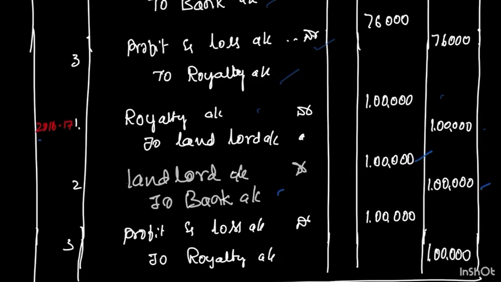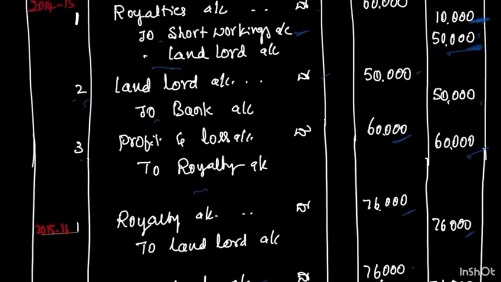Next year 2016-17, the royalty production is 1 lakh as per the royalty column. That is the due which is payable to the landlord. Royalty account debit to landlord account, and landlord account debit to bank account, 1 lakh paid. And the same is to be transferred to profit and loss account, profit and loss account debit, 1 lakh. I think these are the entries that we have to do, okay, as per the table.